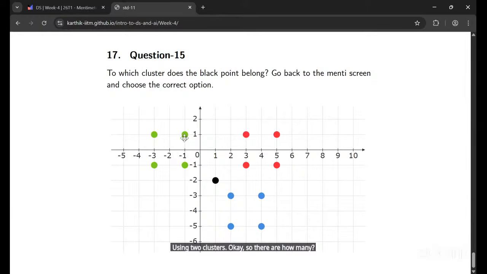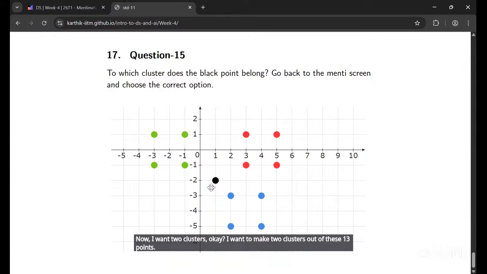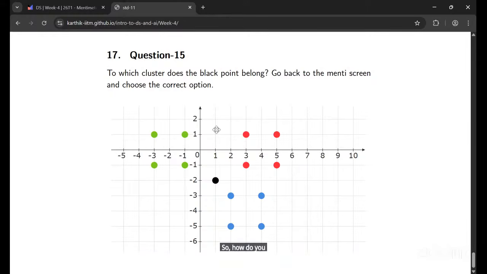There are around 8 points which are colored, and then there's a black point. There are 12 points which are colored, and then there's a black point. So total 13 points I have on screen. Now I want two clusters. Okay, I want to make two clusters out of these 13 points. So how do you think I can make these clusters? That's question one. And what will be the final points in both of these clusters? You may take some time to think and then let me know.